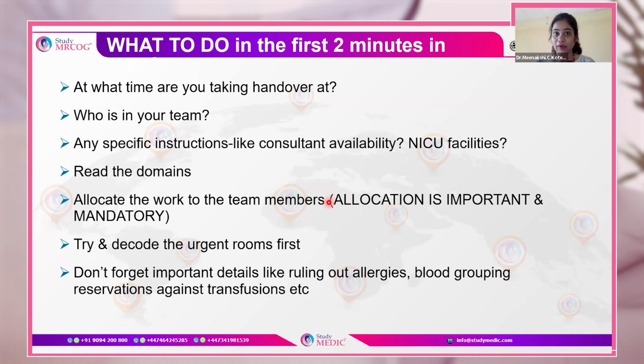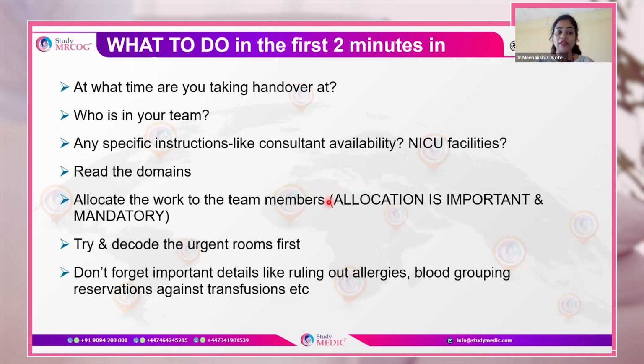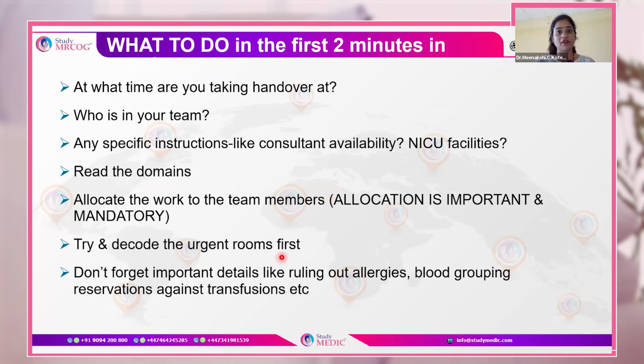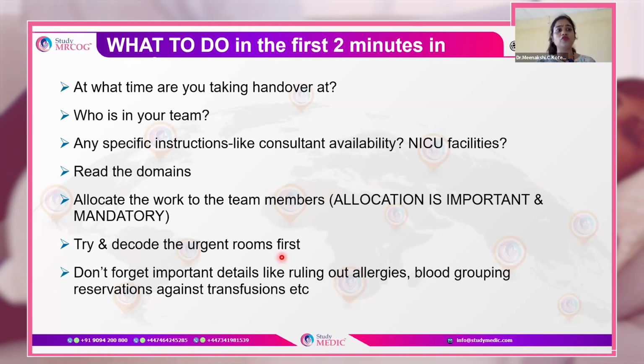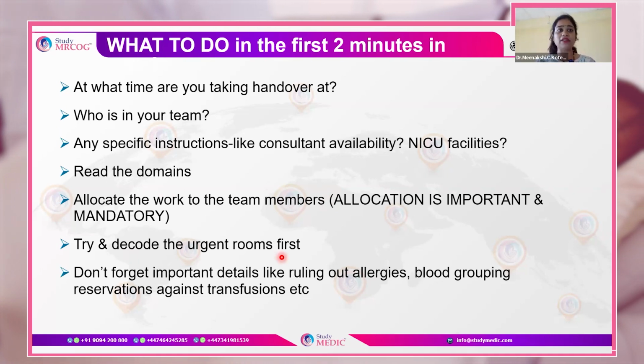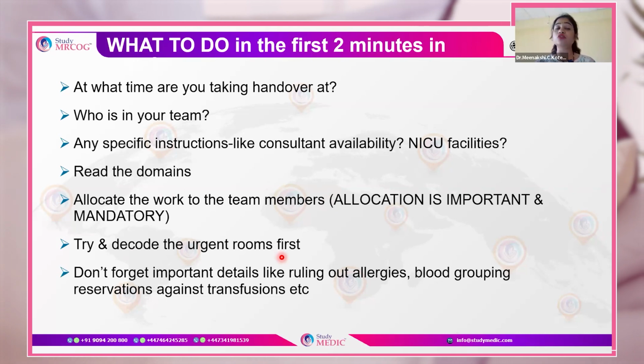You summarize the case as is, and then you have to tell who is going there and what the urgency of that is, okay? Try and decode the urgent rooms first. You can go room wise, or you can do urgent rooms followed by the remaining rooms. But when you go room wise, sometimes there is a possibility that at the last also there could have been an urgent room which you might miss out on.